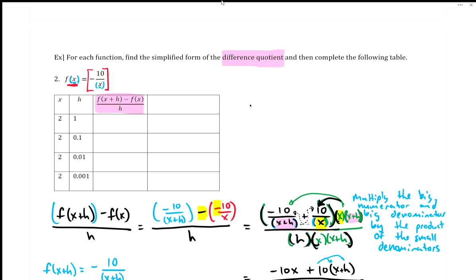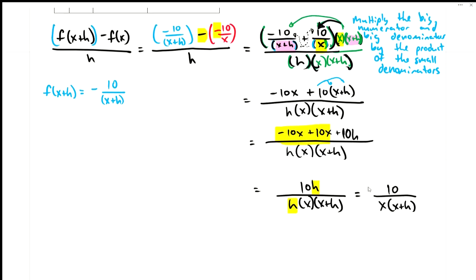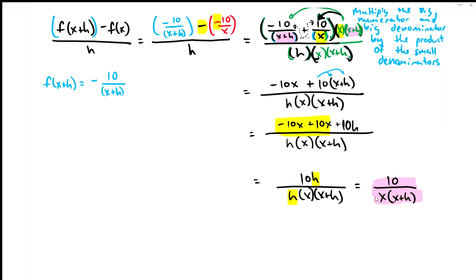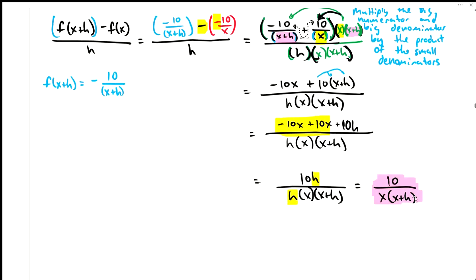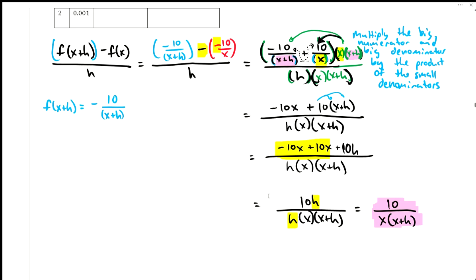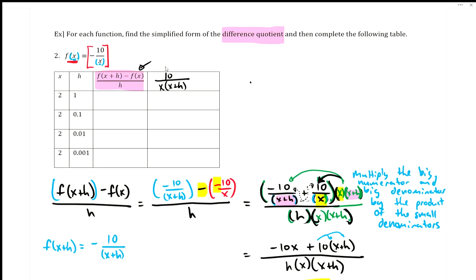I'm going to keep my highlighter actually, so I'm going to rewrite it in there, but this is that difference quotient. Okay, so 10 over x times x plus h. So all of that was, let's put it right here, that's why I put it there. 10 over x times x plus h. Okay, so that is our difference quotient. Arrows to arrows. Okay, so we found it.